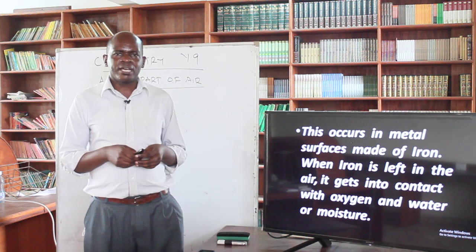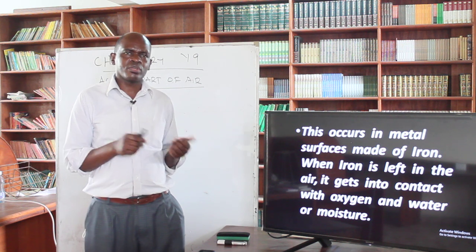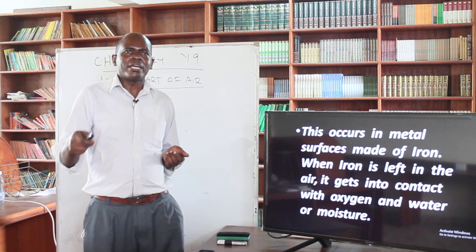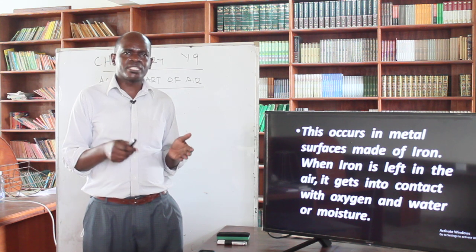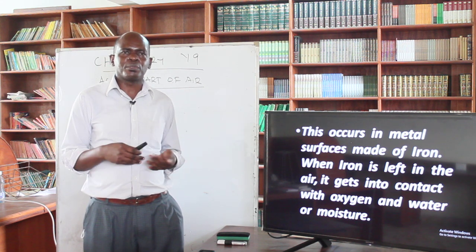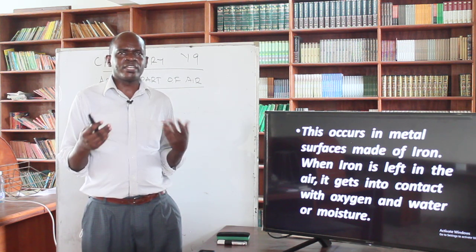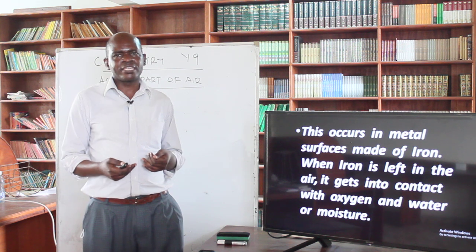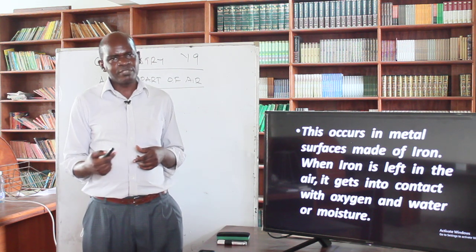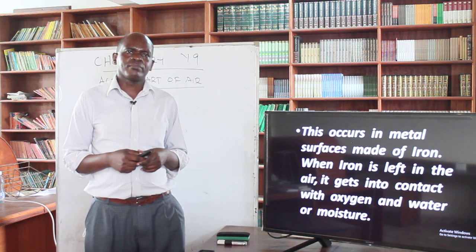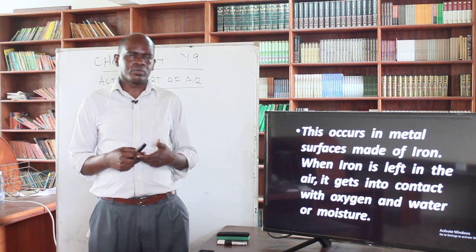Maybe some of us are wondering, iron, what does it mean? What is this particular metal known as iron? Some parts of the vehicle are made of iron. So it means that if you leave the vehicle outside, you're actually exposing the iron. If you go underneath our vehicles, you'll find the parts where rusting takes place. Right below, you'll see the process of rusting taking place. That is the corrosion we're talking about.